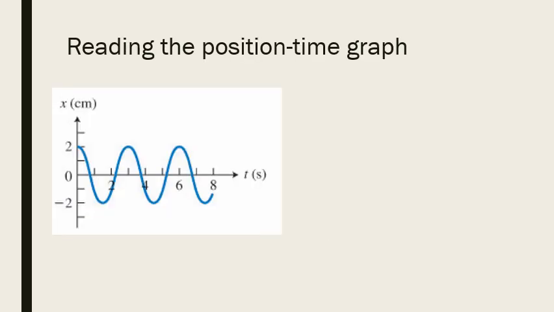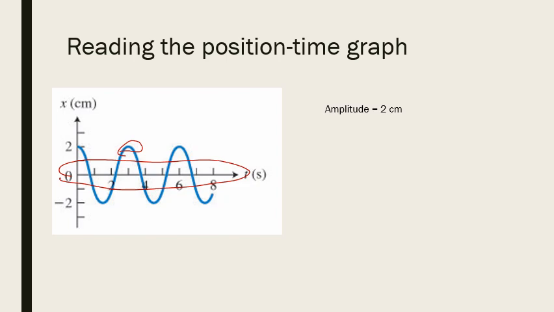Now, if we read that graph, we can actually figure out all those quantities that we were measuring earlier. Okay. So the first thing we're going to do is measure the amplitude. The amplitude is the distance from equilibrium to the maximum point. Well, we can see that the equilibrium is this line down here. So it's at 0. Okay. And the maximum point is up here at 2. So if I subtract those, 2 minus 0, I'm going to get an amplitude of 2 centimeters.